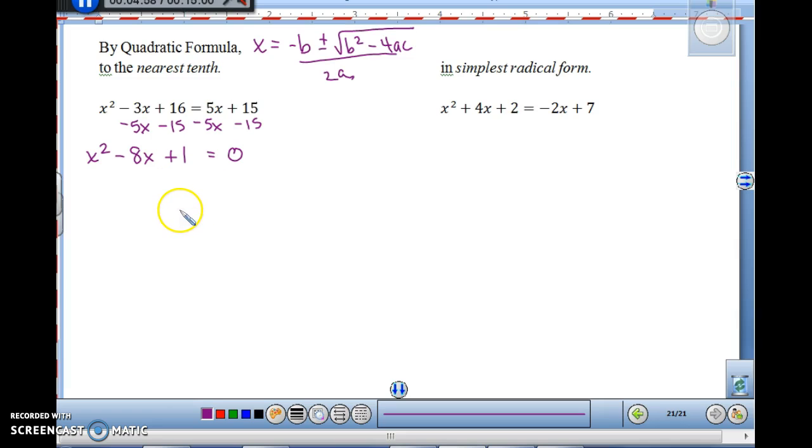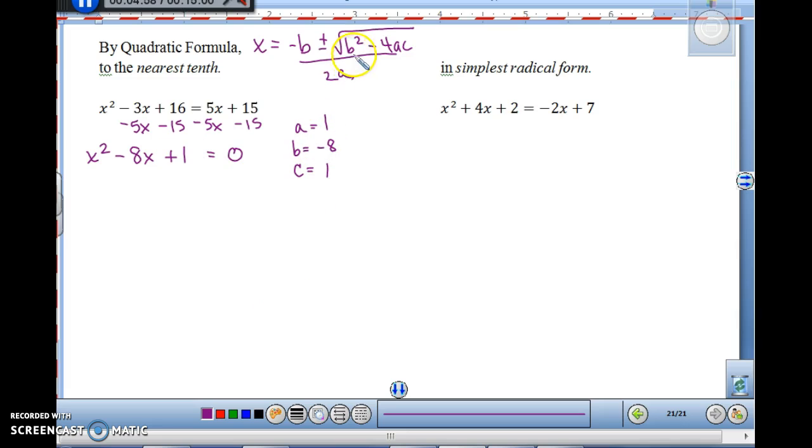So let's figure out what our a, b, and c are. All right, so a is what's in front of the x squared, is a 1. B is what's in front of the x, that's going to be negative 8. And then c is going to be the third term, the constant term, which is 1.